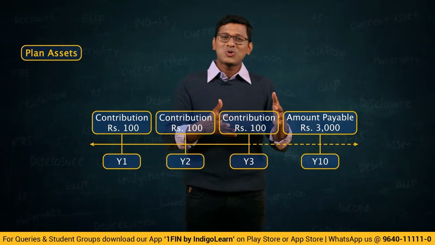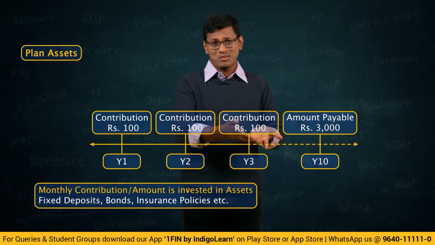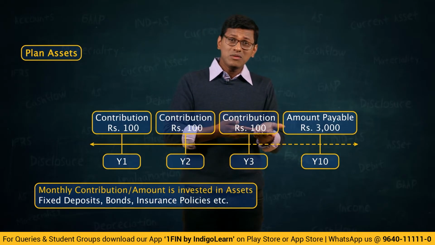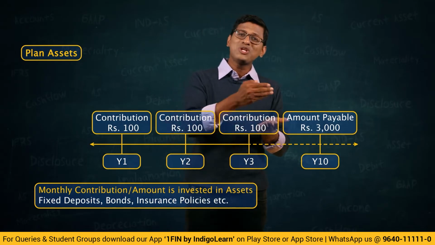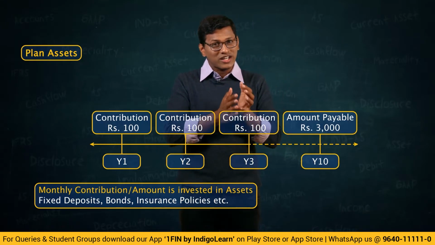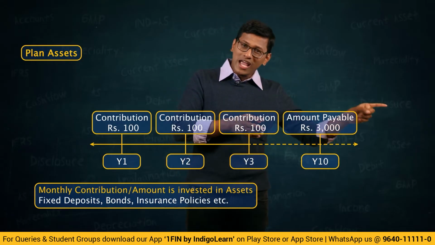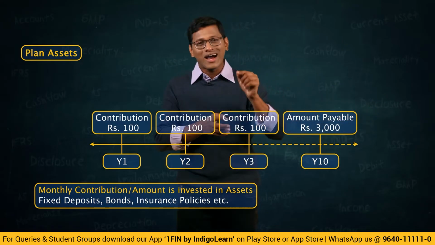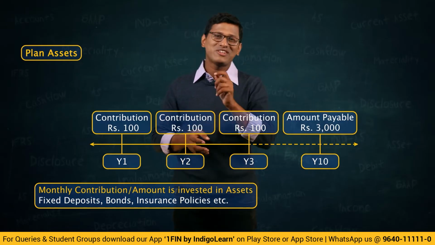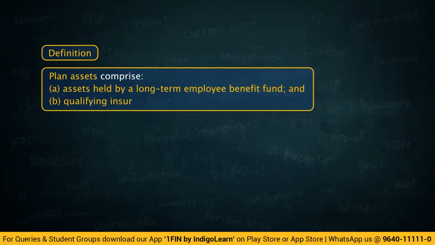So, to be able to make that payment at the end of 10 years, you will start making some investments. These investments could be into something like fixed deposits or mutual funds, or they can even be something like payments towards some insurance policies, right? So, the amounts you are accumulating as investments, which will help you pay those employee benefits in the future, are called plan assets. Let us look at the definition. Plan assets comprise assets held by a long-term employee benefit fund and qualifying insurance policies.